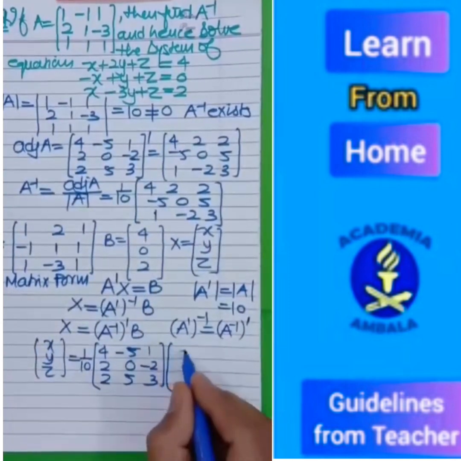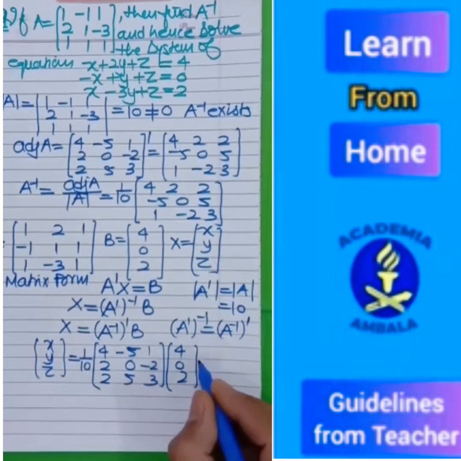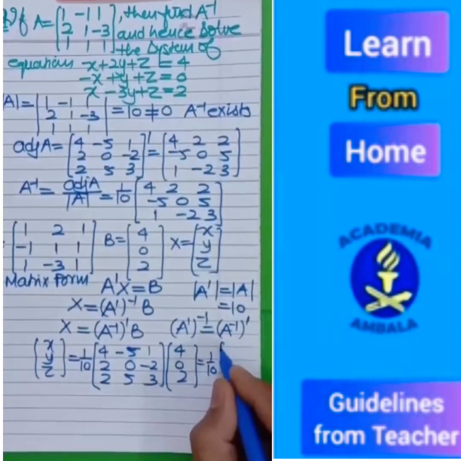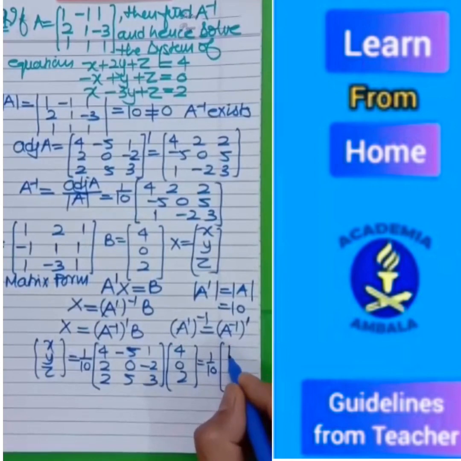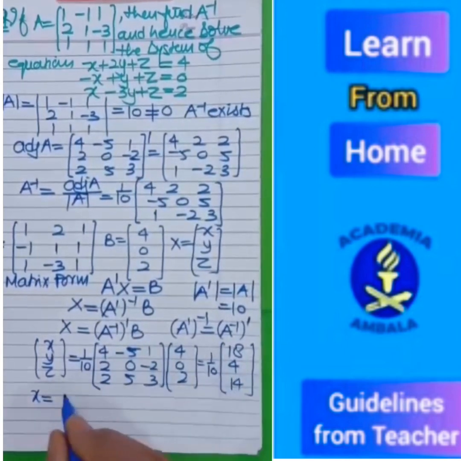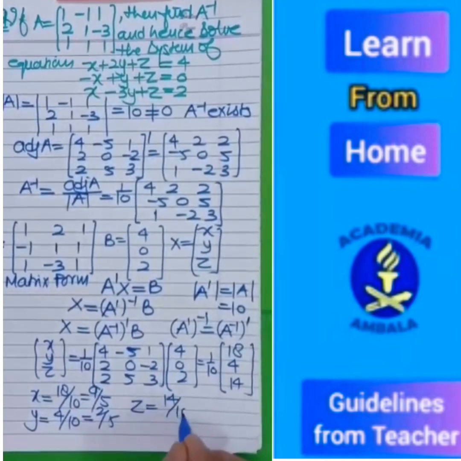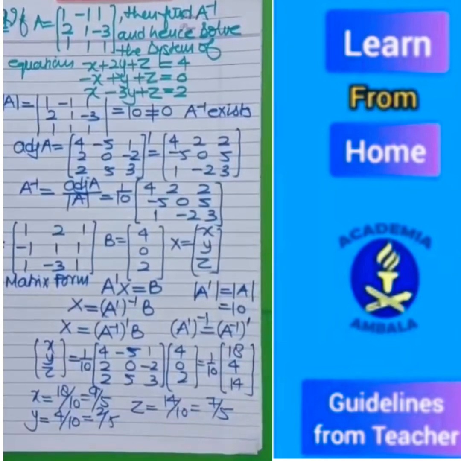Now we will multiply this by 4, 0, 2. When we multiply this, we will get 18 here, 4 here and 14 here. After dividing by 10, we will get 18 by 10, you can write as 9 by 5. Dividing by 10, y will be 2 by 5 and z will be 14 by 10. You can say that it is 7 by 5.